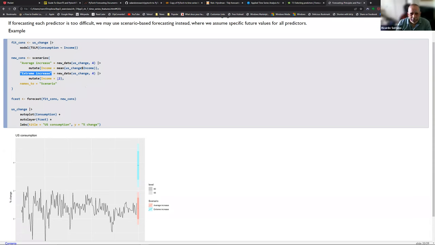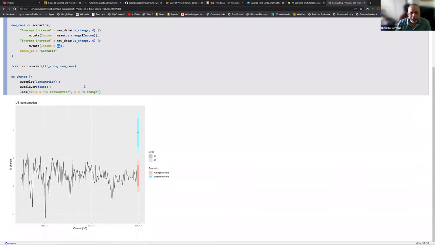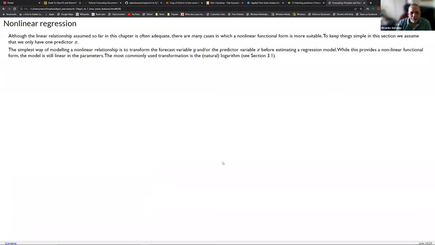Or in other words, the new data is going to be 12. Okay, so depending on what the change is, it could be double, et cetera. And the same thing. This one is going to be with the extreme increase on income. And the red one is going to be with the average increase. And you have the numbers and you have to see which one is going to be a better fit. It's another case of the same procedure.